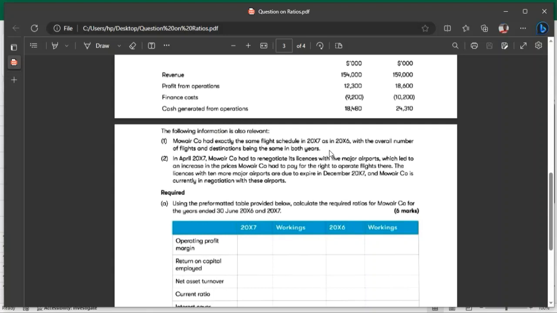And then we also have a second piece of information. In April 2017, Mowe Company Limited had to renegotiate its licenses with 5 major airports, which led to an increase in the prices Mowe had to pay for the right to operate flights there. The licenses with 10 more major airports are due to expire in December 20x7. Mowe Company is currently in negotiation with these airports.